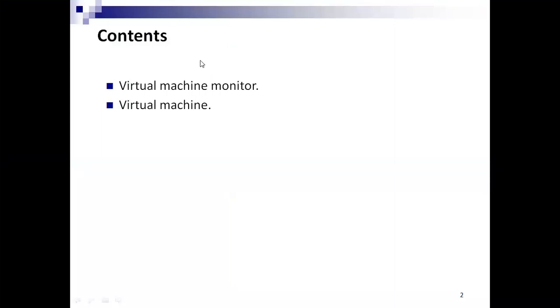In this lecture, I'll be focusing on the virtual machine monitor, which we popularly call VMM, that is virtual machine monitor. Then, in detail, about virtual machines. There are different virtual machines, so we'll see with a pictorial representation how each virtual machine works. These two topics we'll see in today's lecture.